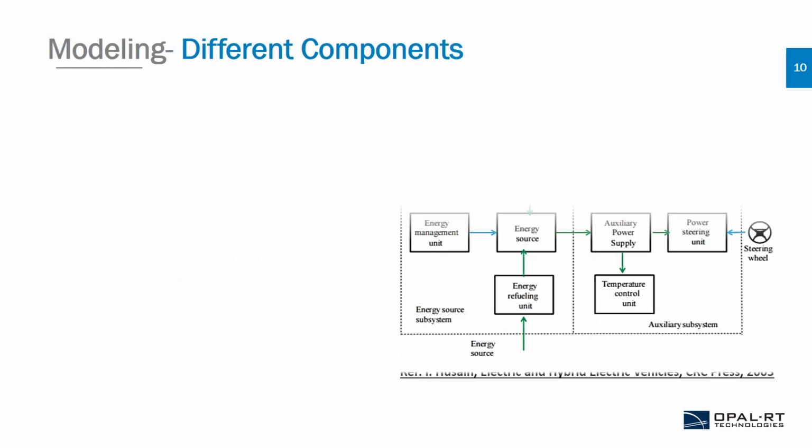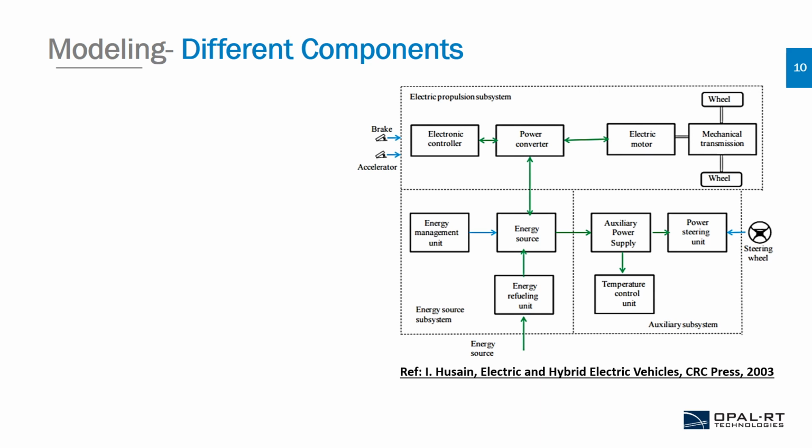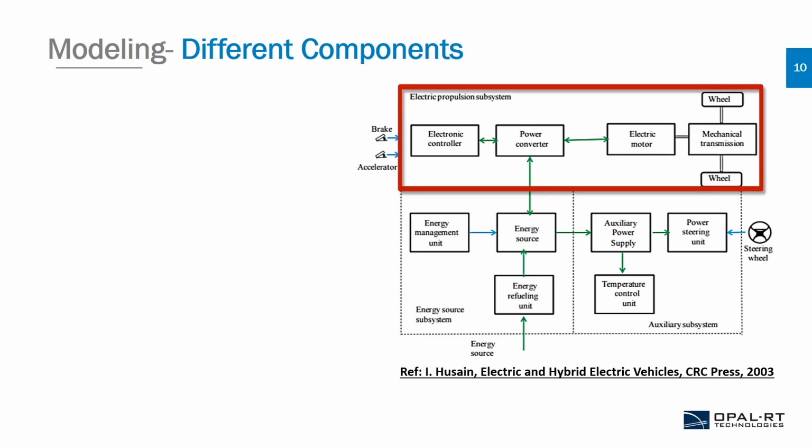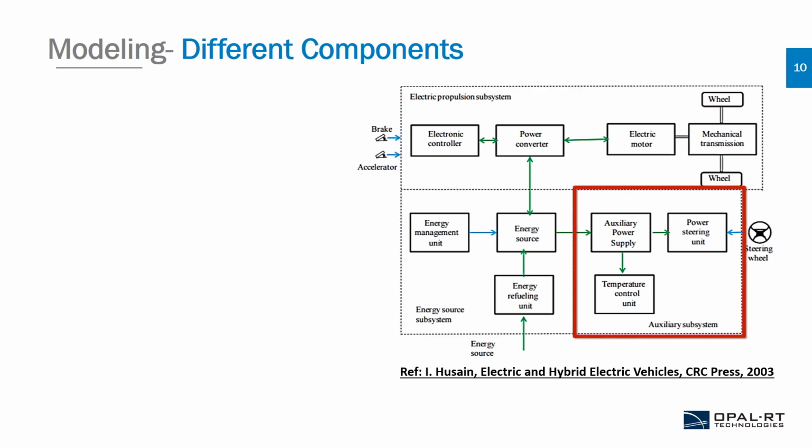Coming to the modeling, the figure on the right hand side shows the different subsystems of an electric vehicle. So we have the energy source subsystem, the electric propulsion subsystem, and the auxiliary subsystem. The energy source subsystem involves the energy source, which in the case of a battery electric vehicle is mainly the batteries, and the energy management units. The energy subsystem interacts with the electric propulsion subsystem through a power converter.